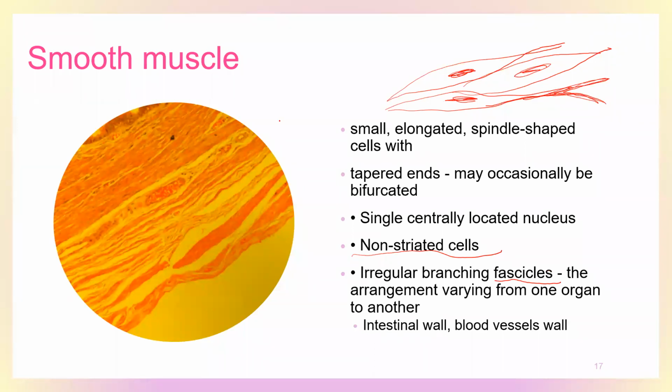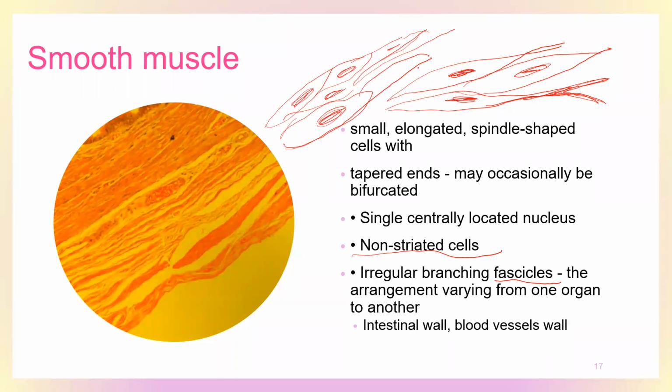Fascicles meaning like you have areas of smooth muscle like this, like that, okay? So you have cells going like this. This word fascicle sometimes confuses students, right? There's no branching, it is the fascicle appearance, right?